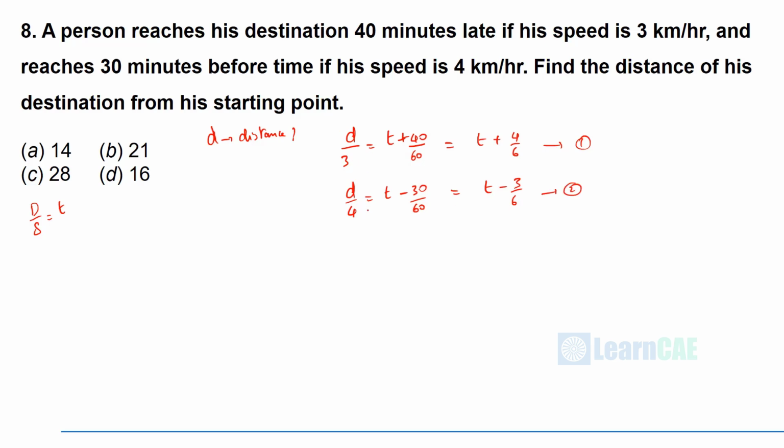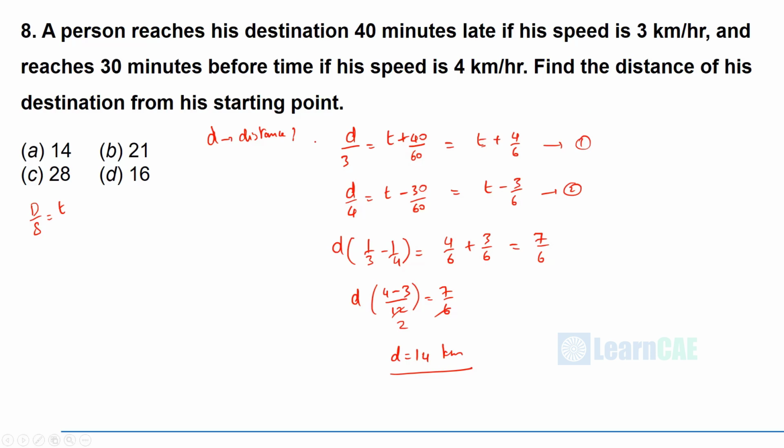We shall subtract one from the other so that we can remove this variable T and keep only D. So D into 1 by 3 minus 1 by 4 is equal to 4 by 6 minus minus 3 by 6, because we are subtracting. So this will be plus 3 by 6. This is equal to 7 by 6. We can rearrange this. This will be 4 minus 3 divided by 12 is equal to 7 by 6. So this will be going 2 times. So D is equal to 7 into 2, 14 km. The answer is A. I hope you have got this.